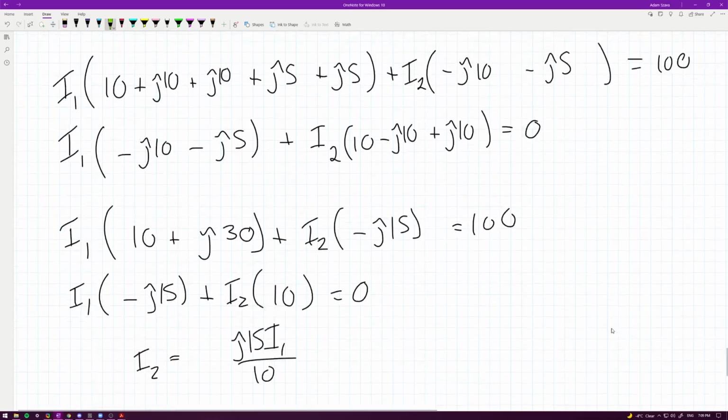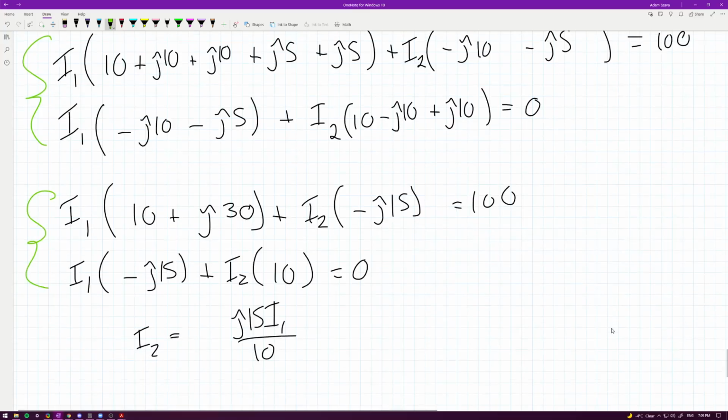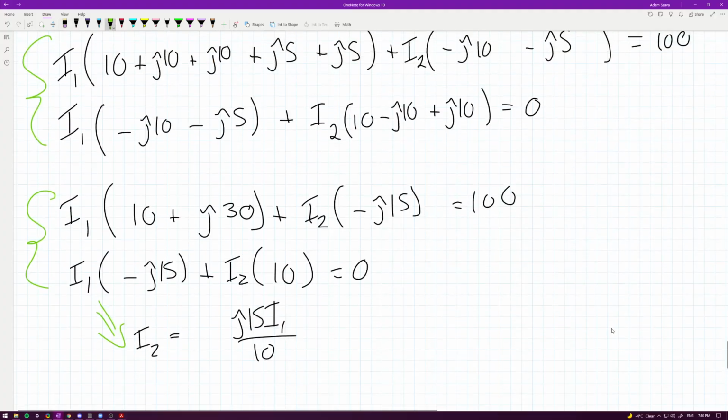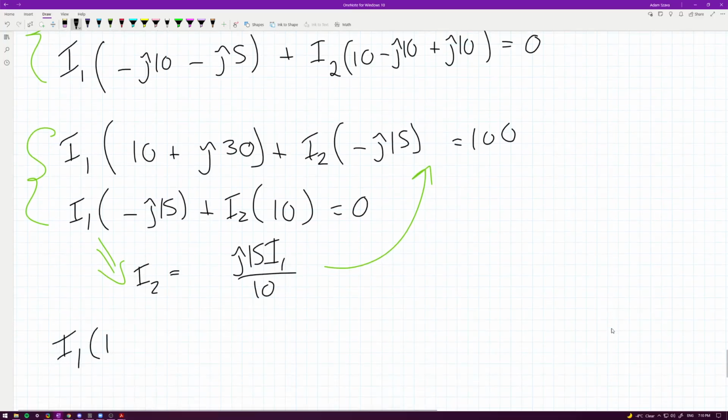And then I'm going to substitute that into this equation. But let me just show. Those are the two equations together. I'm going to take this equation, turn it into that, and now substitute this equation into there. So it's going to be I1 (10 plus J30) plus, now I2 is J15, so I'll say 15 over 10 JI1. I think J5 will always be given. The mutual, I don't know what you call that, the mutual impedance. I think that'll always be given.